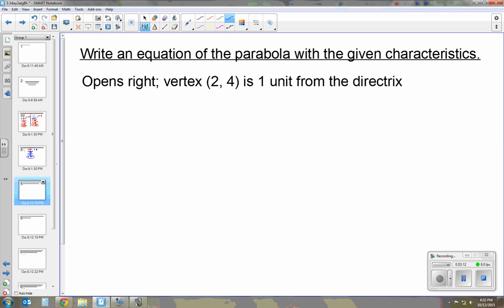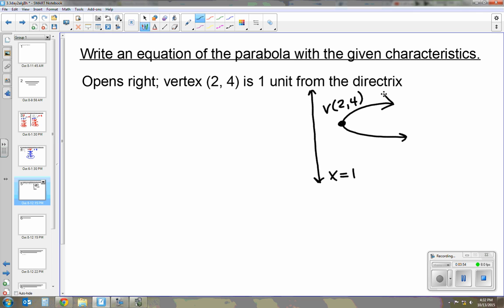So now we're writing an equation of the parabola with the given characteristics, and the vertex now has moved. Okay, so it gives us a few pieces of information. It does open right, so we're going to sketch this. So it opens right, so now we know it's an x equals since it's opening right. The vertex is at (2, 4). And that vertex is 1 unit from the directrix. So the directrix is going to be over here, of course. And 1 unit away is going to be x equals 1 because the x value of the vertex is 2 and 1 unit away is 1.